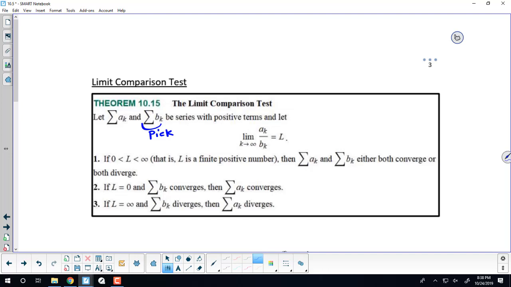Okay, yeah, and what would it mean if, let's just say, this limit is equal to 2? If I compute that limit and that limit is equal to 2, what does that mean about A and B in comparison to one another?